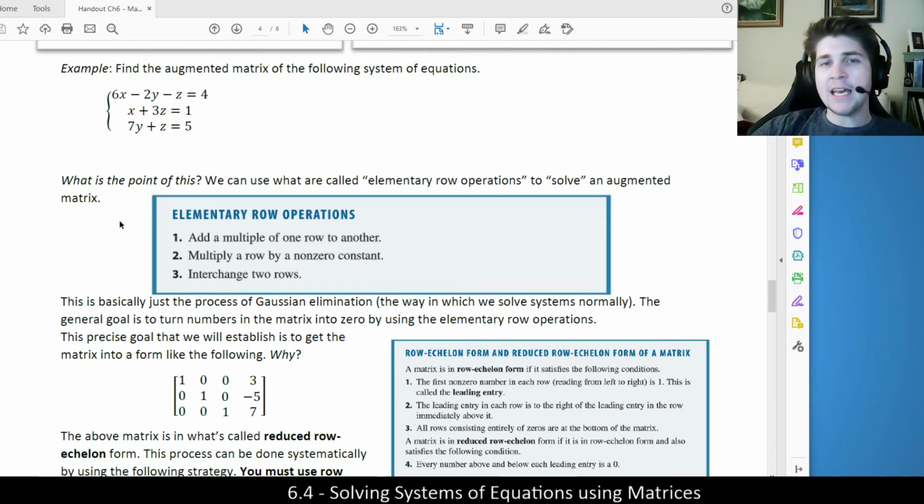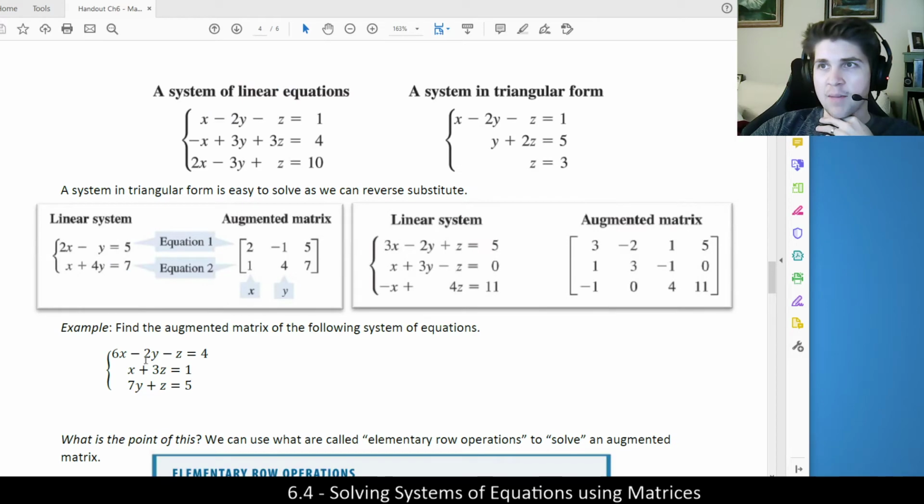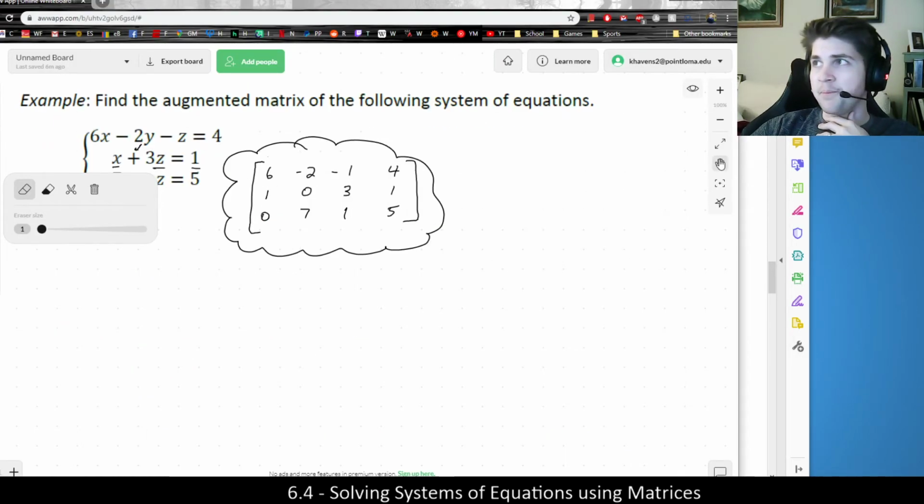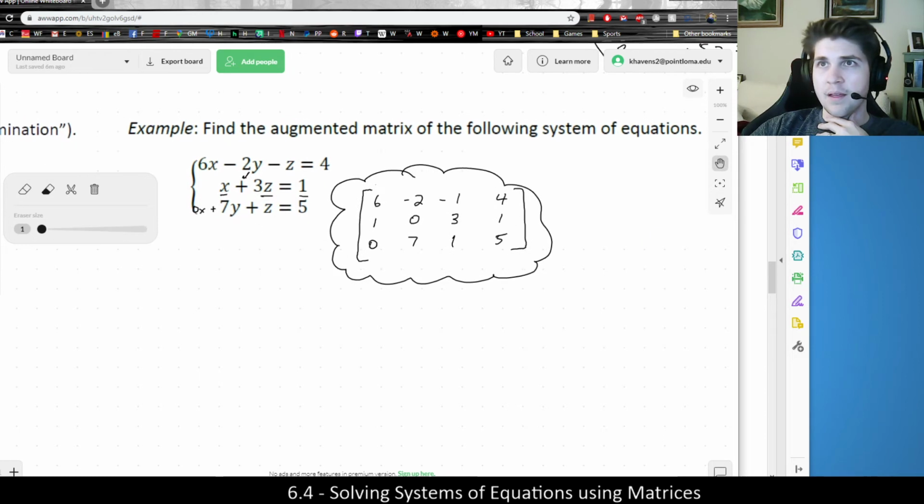But basically, if you want to take an augmented matrix, like in the last video, we took a system and we rewrote it in augmented form. But basically, if you perform the elementary row operations on this matrix in a sensible way, you can solve the system if you try to get it into that reduced row echelon form.